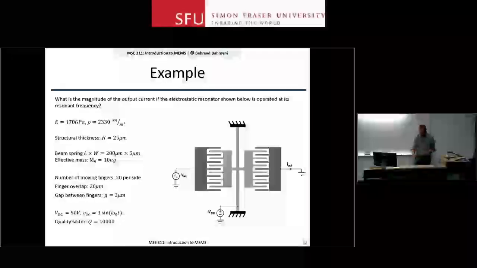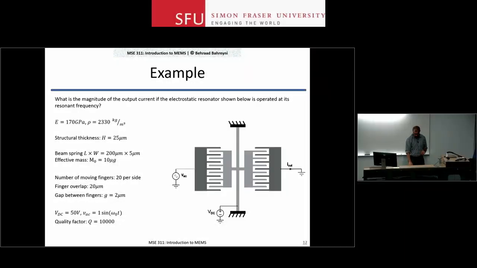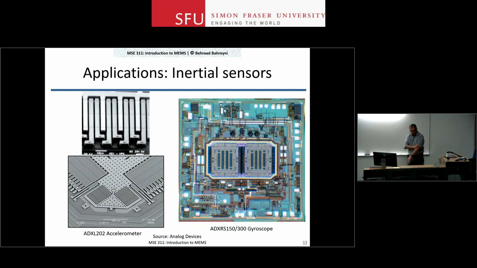Now, for the rest of this lecture, the remaining few slides are about the applications, cases. So electrostatic actuation and sensing is very popular, as I mentioned before. And in this case, you see 2 different devices. So there is ADXL 202 accelerometer. This is a 2-axis accelerometer. It gives you acceleration in X and Y directions.